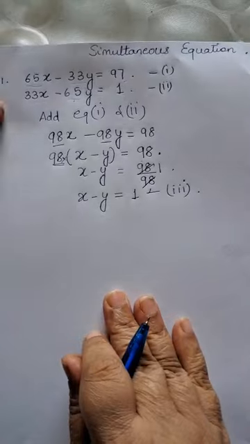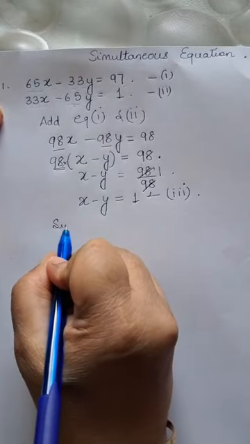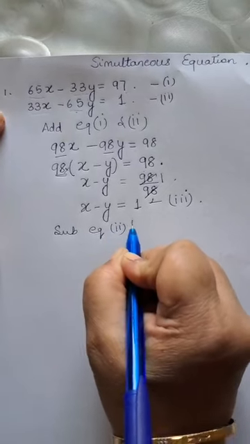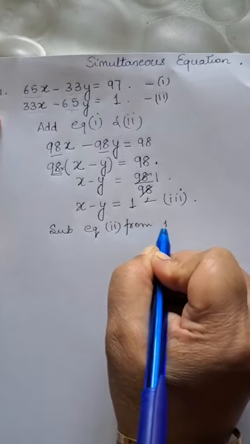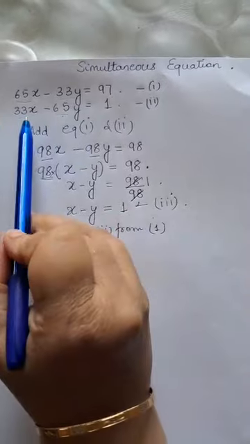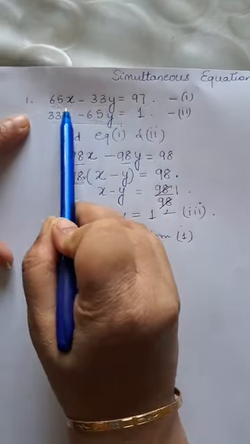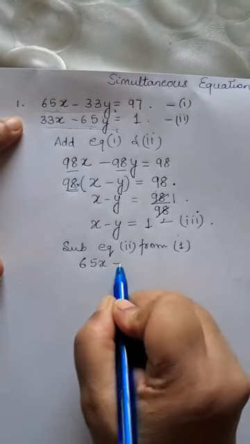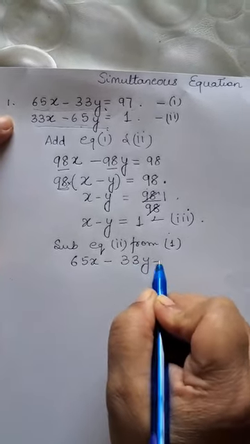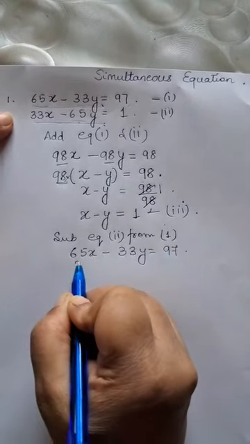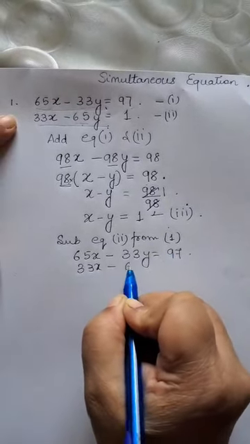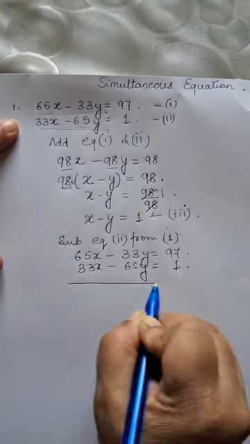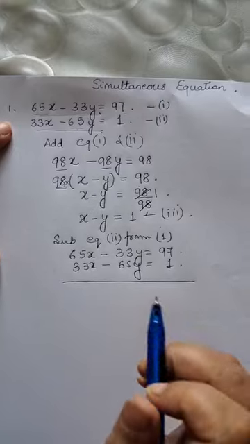Now the second thing we will do, we will subtract equation 2 from 1. We will subtract equation 2, this equation from this equation. So how do we subtract? We write down the equations. 65x minus 33y is equal to 97, 33x minus 65y is equal to 1. Now we are subtracting the two equations. So what will it become?